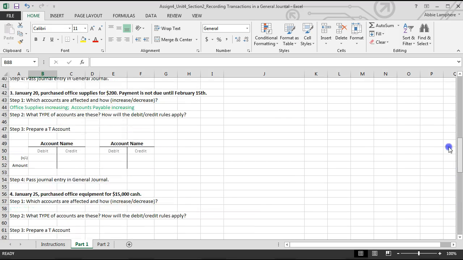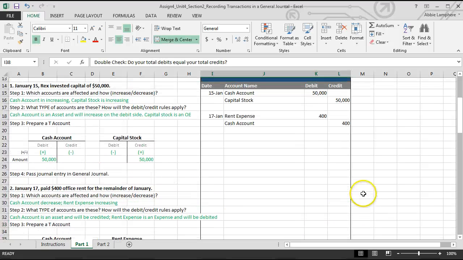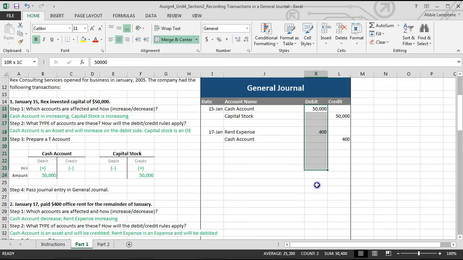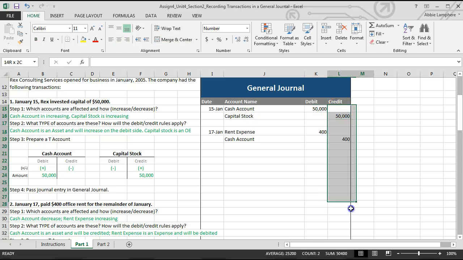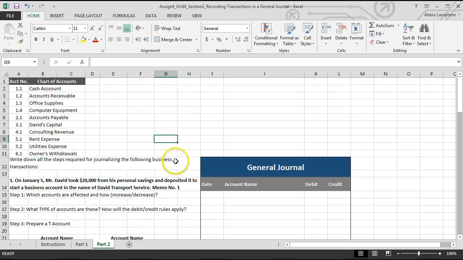Once you get all of your journal entries put in, a good way to double check that you did everything correctly is to add up your total debits, and they should equal all of your total credits. So once you're done making your journal entries, add up all of your debits together, write that number down, add up all your credits together, write that number down. Those two numbers should be equal. Okay, let's move on to part two.